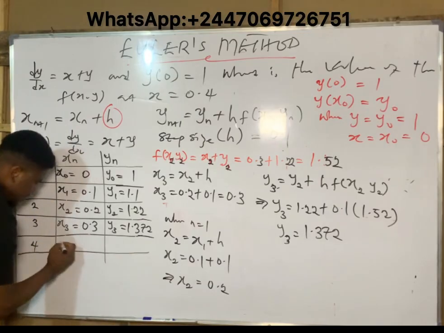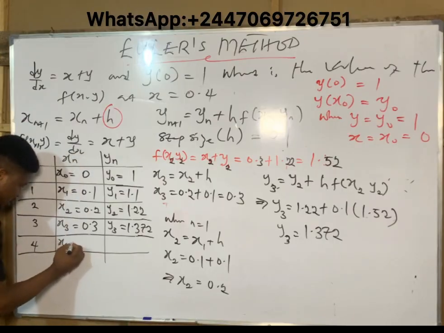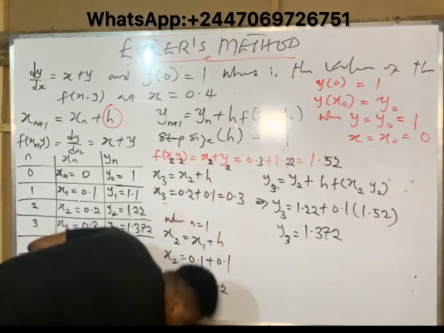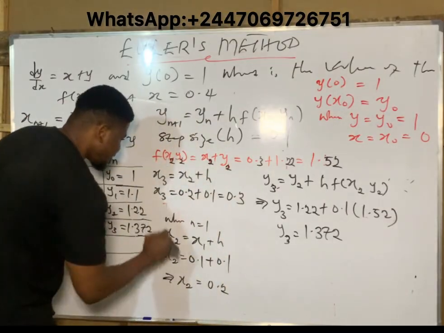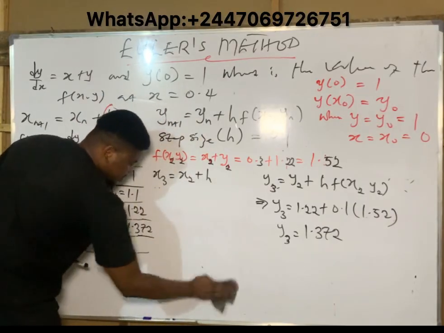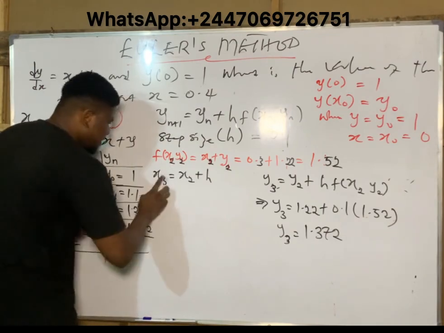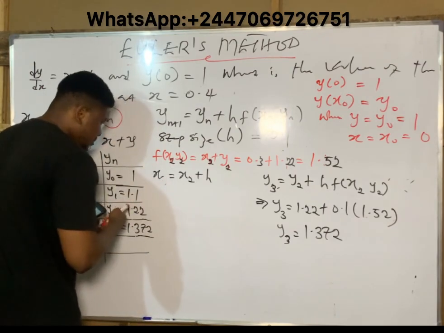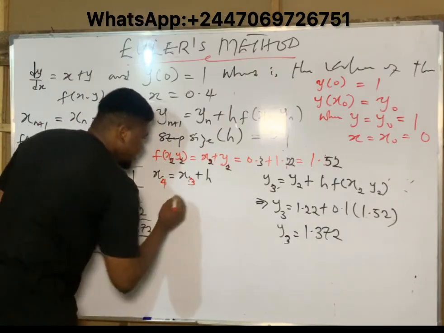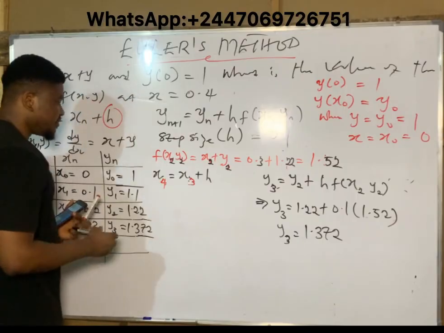When n is 4, our x becomes x4. What then is the value of x4? Still the same equation. We simply fall back here. Instead of x3, this now becomes x4, and this becomes x3 plus h. So the values remain the same.